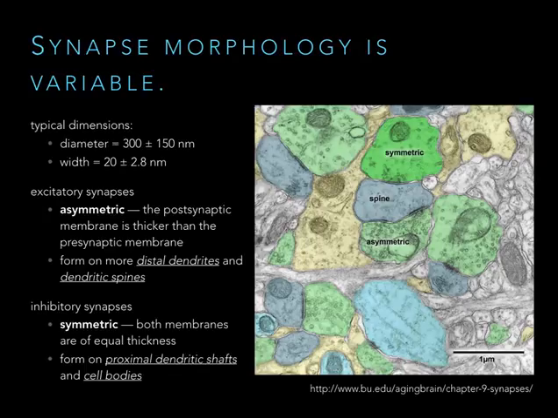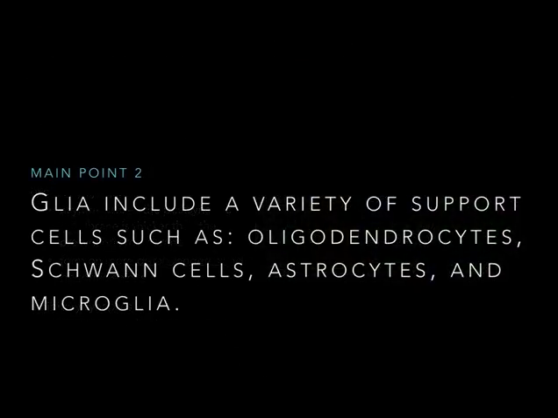Inhibitory synapses are going to be found on more proximal dendrites and cell bodies so that they have stronger control over the electrical signaling in a nerve cell. They also tend to have more symmetric membranes. The thickening of the membrane that occurs at excitatory synapses doesn't occur at inhibitory synapses. So you tend to see very similar thickness when you're looking at an inhibitory synapse. Luckily, you guys don't really have to worry about looking at electron micrographs and determining whether it's excitatory or inhibitory, but you should be aware that these synapses are very, very small. Okay, we're talking about billionths of meters here.